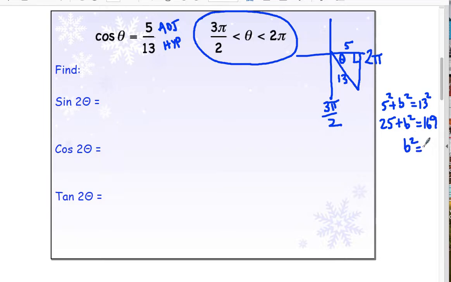So 169 minus 25, you get 144. Remember, when you take a square root, it could be a positive or a negative. So b is going to equal positive or negative 12. Which one should it be? Well, since this side is pointing down, it should be a negative 12.